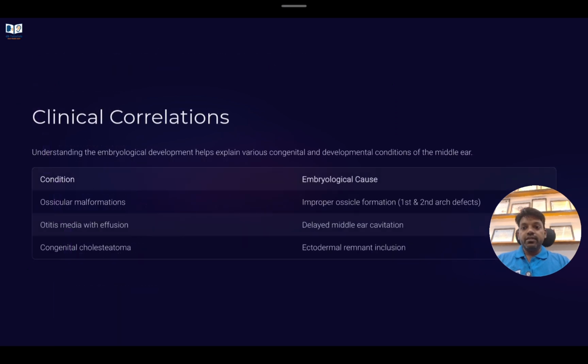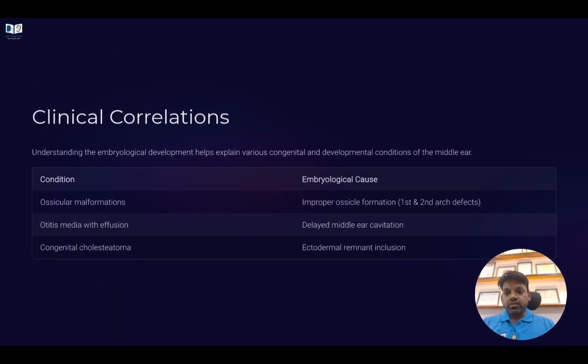So clinically we have some conditions: ossicular malformations, maybe improper ossicles are formed, from any kind of defect in the first and second arch. Otitis media with effusion. Otitis media is a kind of middle ear infection, you can say. It is caused by delayed middle ear cavitation. And congenital cholesteatoma, where from birth there can be a problem in the middle ear. What is cholesteatoma? We will see in middle ear disorders. Ectodermal remnant inclusions, not required right now. These are disorders, don't remember. This is just to give you an idea of the importance of studying this.